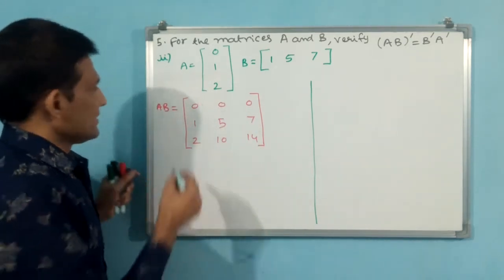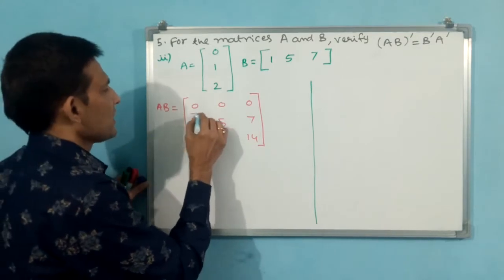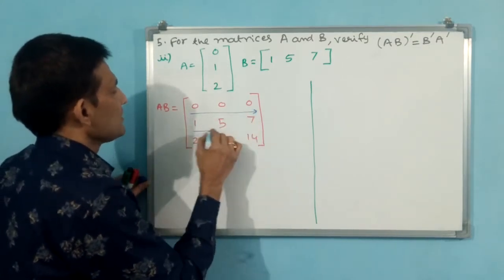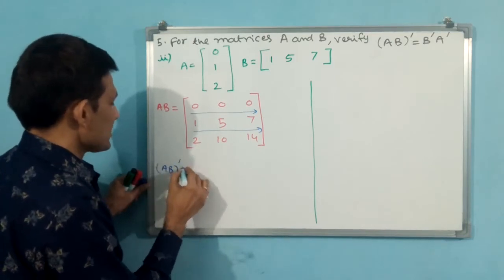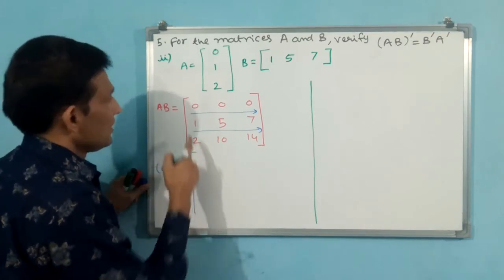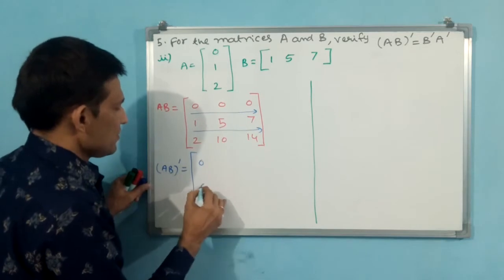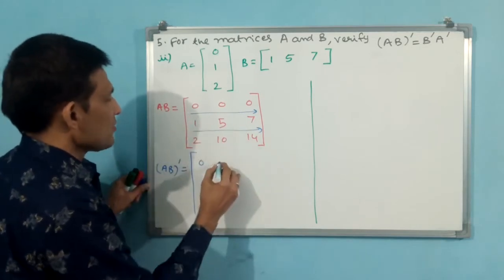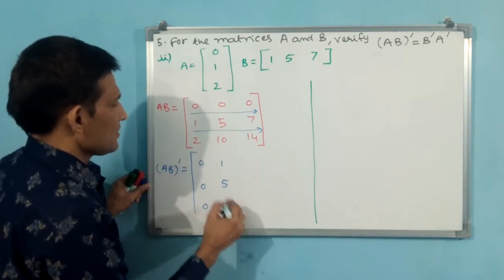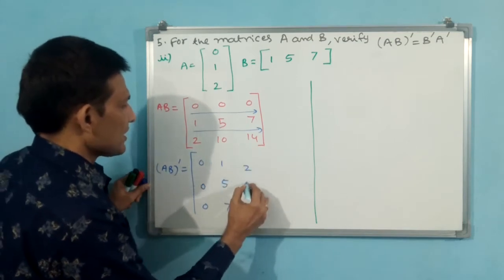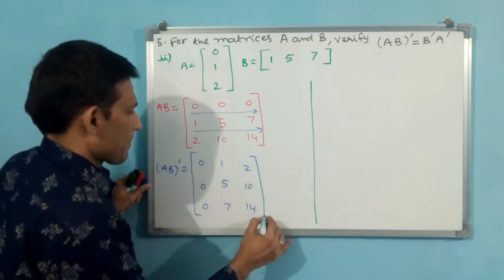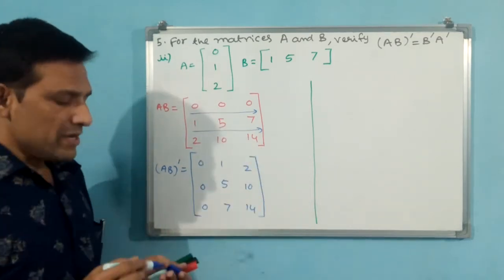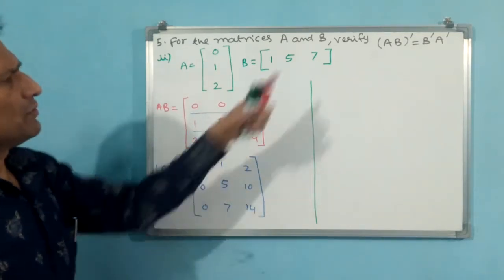You have to convert this to transpose. Now I am writing these arrows. AB whole transpose is equal to: row is going to become column, 0, 0, 0. Second row is going to become second column, 1, 5, 7. Third row is going to become third column, 2, 10, 14. Now this is AB whole transpose.